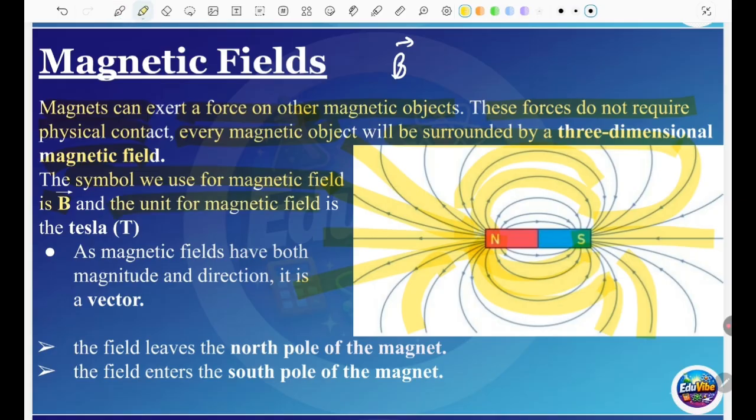And the unit for this is the Tesla, which is denoted by the capital T. So that's all about the magnetic fields. Now, as the magnetic field has both magnitude and direction, it's a vector quantity. So how can magnetic fields occur?